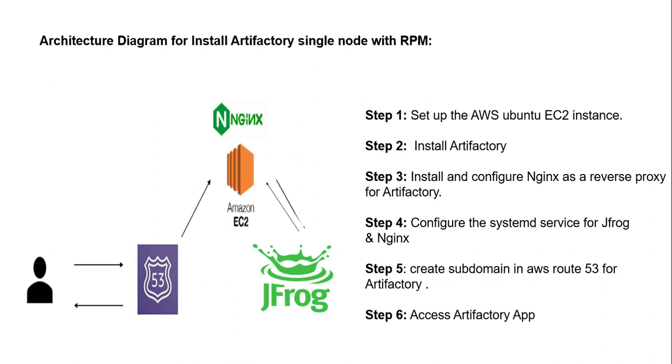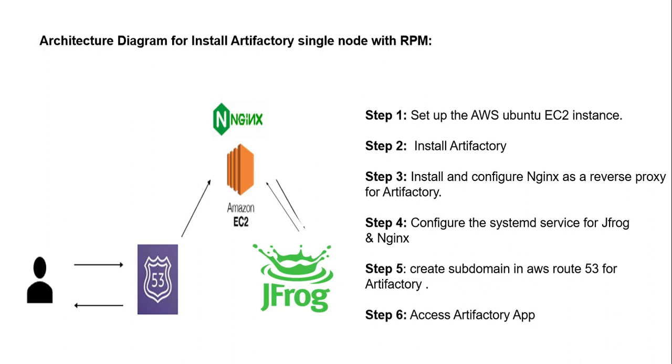jfrogrobofarming.link. So you can see the diagram here. I am creating one A record in Route 53 and I am provisioning the EC2 machine. Along with that, I am installing the Artifactory and Nginx packages on it. Once the installation process is completed, I can access the JFrog application from the UI.